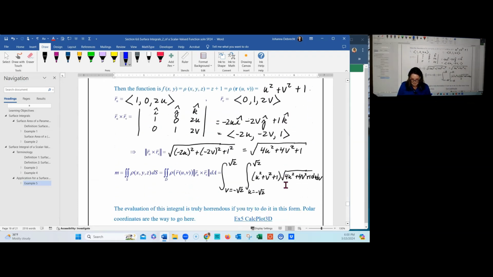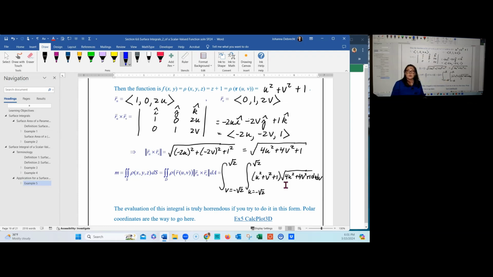When we put it all together inside of the integral, we get in the integrand the quantity u squared plus v squared plus 1, the parameterization of the function, multiplied by the magnitude of the normal vector, square root of quantity 4u squared plus 4v squared plus 1 with respect to u and v. And u and v are both varying from negative root 2 to root 2. So while in theory this definitely works and there's nothing wrong with the parameterization, in practice this is going to be very, very difficult to actually integrate.